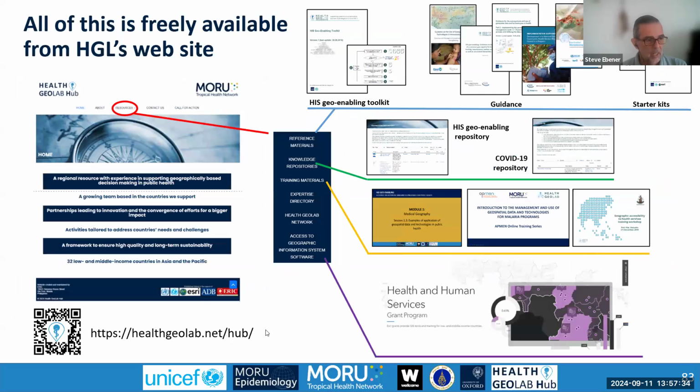This is the link to the Health GeoLab website. You have a specific resource page, a resource tab, where you will find all the resource material. You have knowledge repositories also organized according to the elements of the HIS Geo-enabling framework. You also have the link to the whole training material, as well as additional resources when it comes to accessing geospatial technologies. There are specific grants in every program. There's a new one that was just released by Esri, which I will also add on the GeoLab website maybe later today. So you have a lot of resources there that you can leverage for your own context.